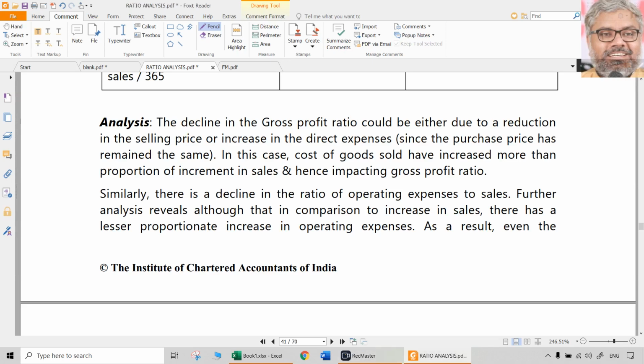First things first, we observed a decline in the gross profit ratio. Yes, that happened. What could be the reason for that? It could be because of a reduction in selling price. We don't know.